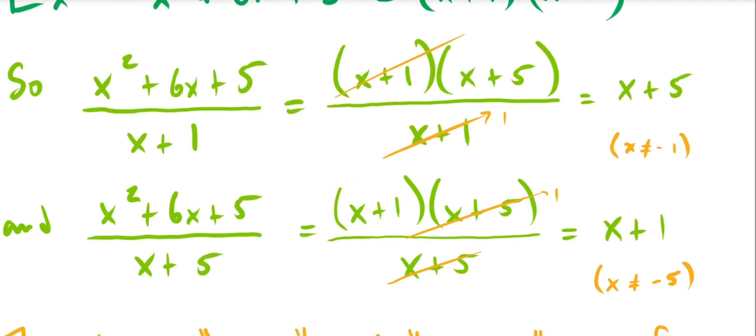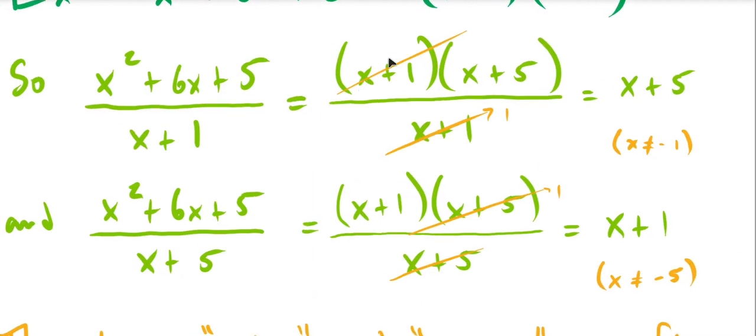The consequence of that is that when we do this kind of apparent cancellation, we have to keep track of the fact that this was only true if x was not equal to -1, or in this case, if x was not equal to -5. This cancellation is not true in the case where we would have a 0 over 0 situation.